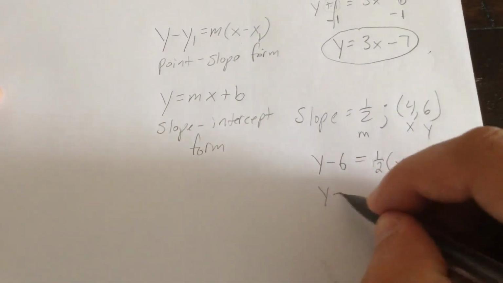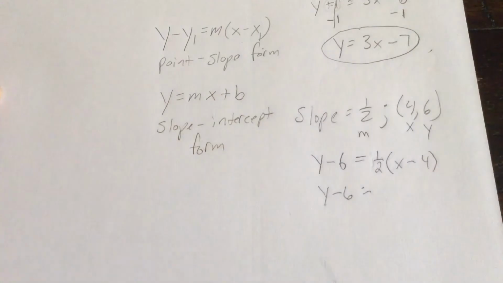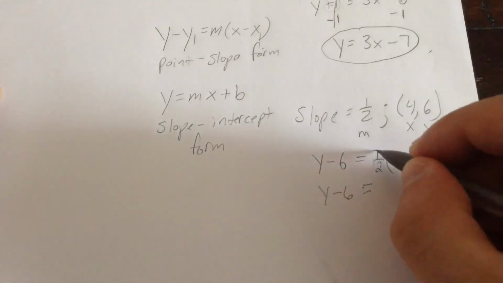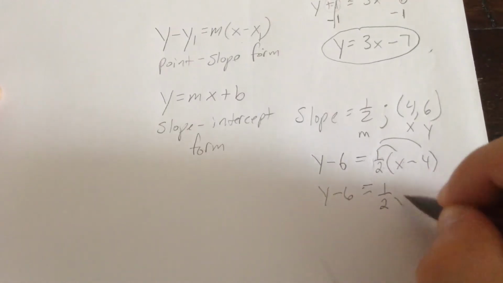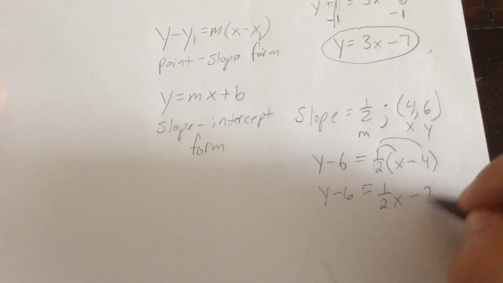Okay, so same deal. I'll bring y minus 6 down, and I'll distribute. So it's half times x, which is half x, minus half of 4, which is 2.